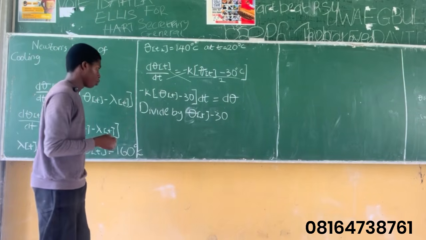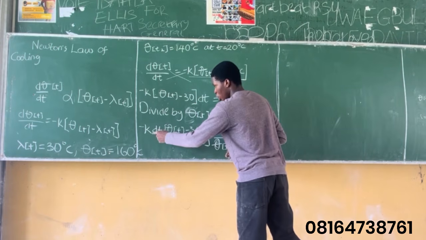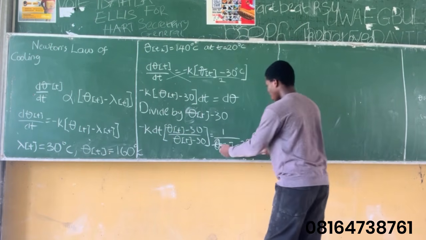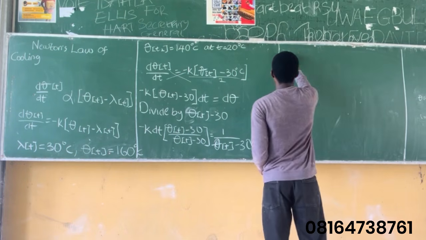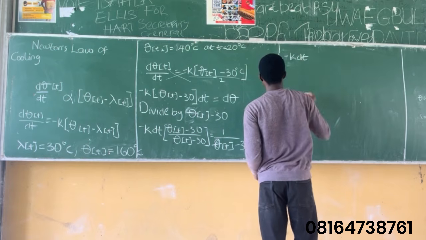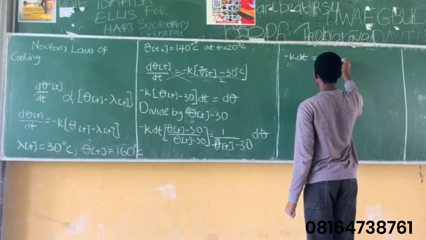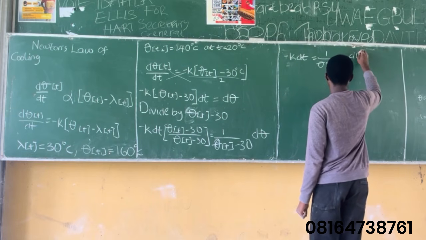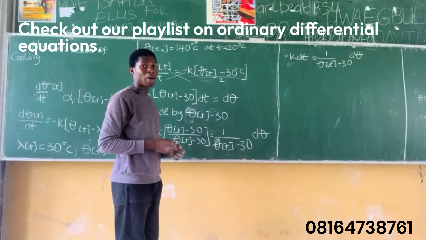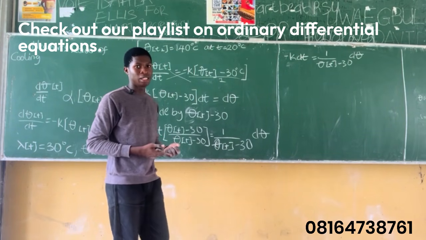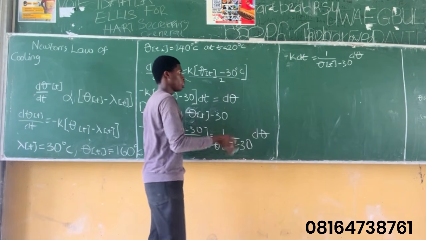So we should get the idea. So this minus k, we can see that if this eliminates, this has t on one side and this has theta all on one side. So that is the basic idea we are going with. So this minus k dt is equal to 1 over theta t minus 30 dθ. So if you're lost in this whole process that we walked through, you can go back to our previous video that we worked on under direct integration and separation of variables to get a better idea of how we arrived at this point.